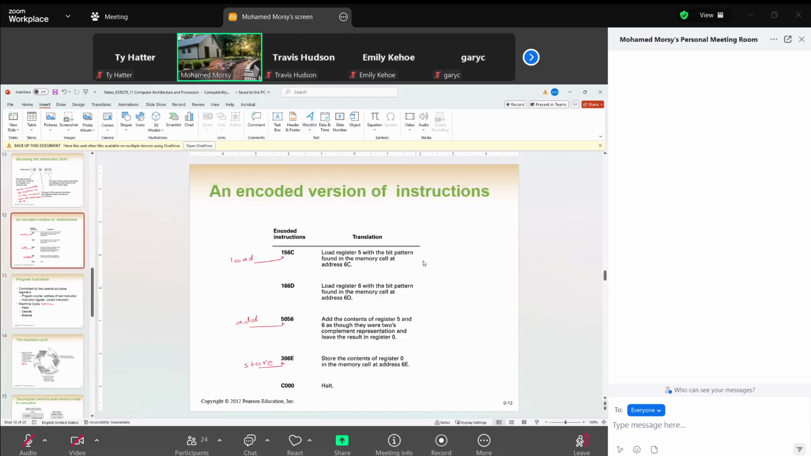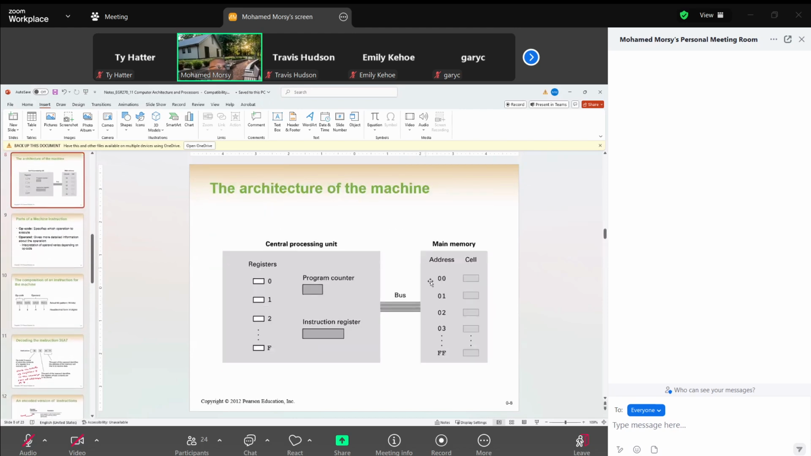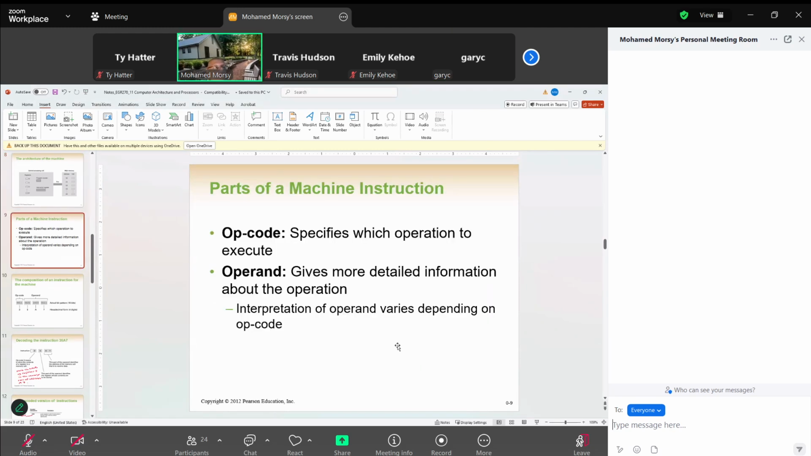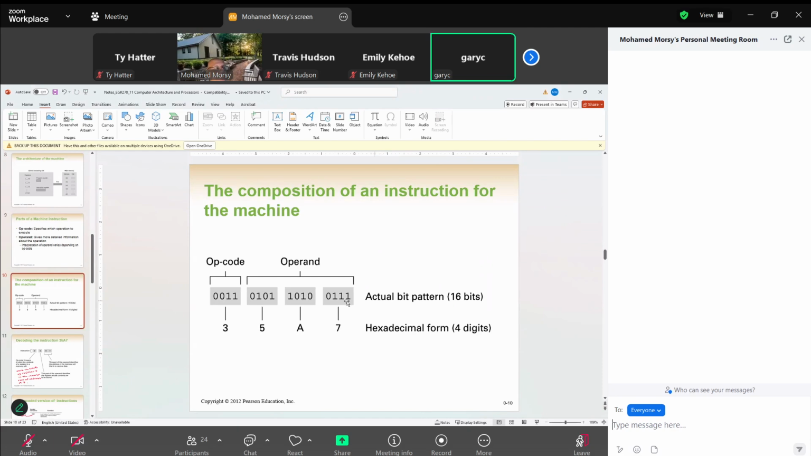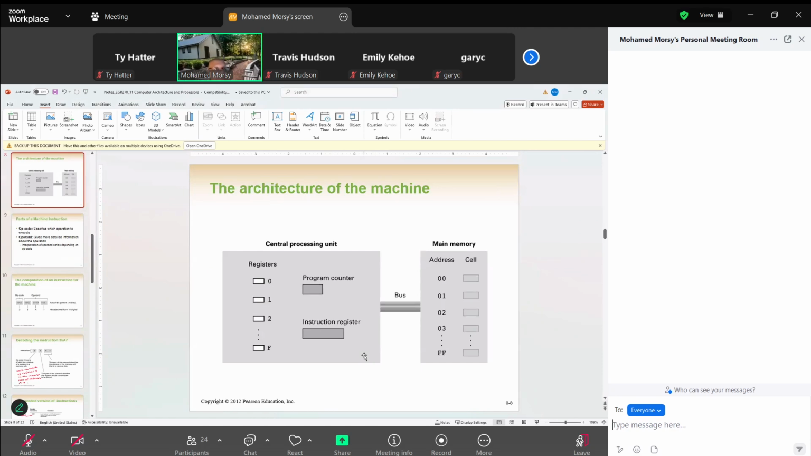Okay, let us go back here, just to remind you of what we mentioned. How many bits are in the instruction? 16 bits, right? So that means 8 and 8.